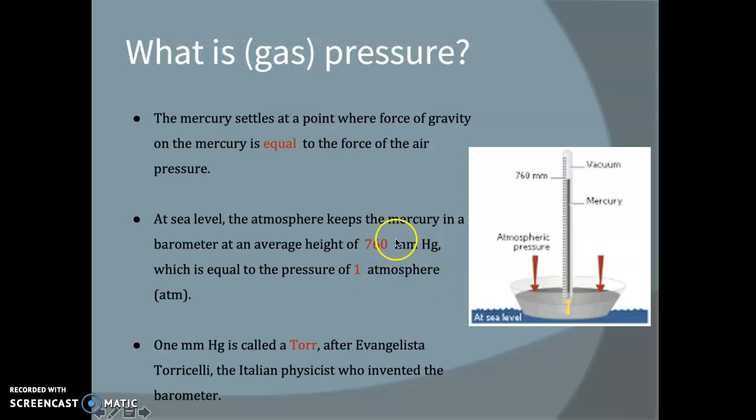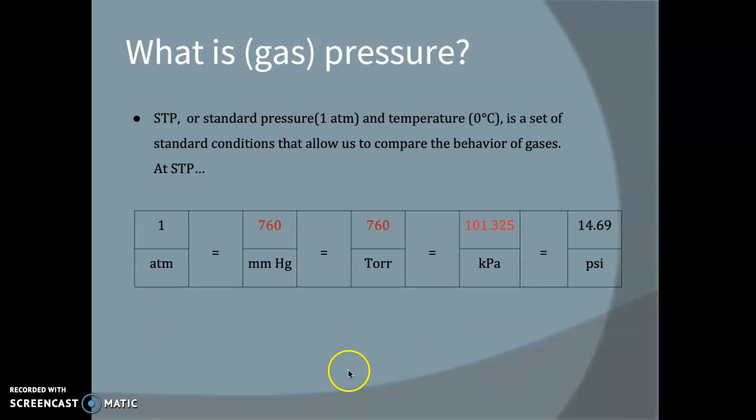So we say that 760 millimeters is equal to 1 atmosphere of pressure. So the weight or pressure of one of our atmospheres. We also call millimeters of mercury torr because of the dude who invented the barometer. So that means that we have many different ways to measure pressure.